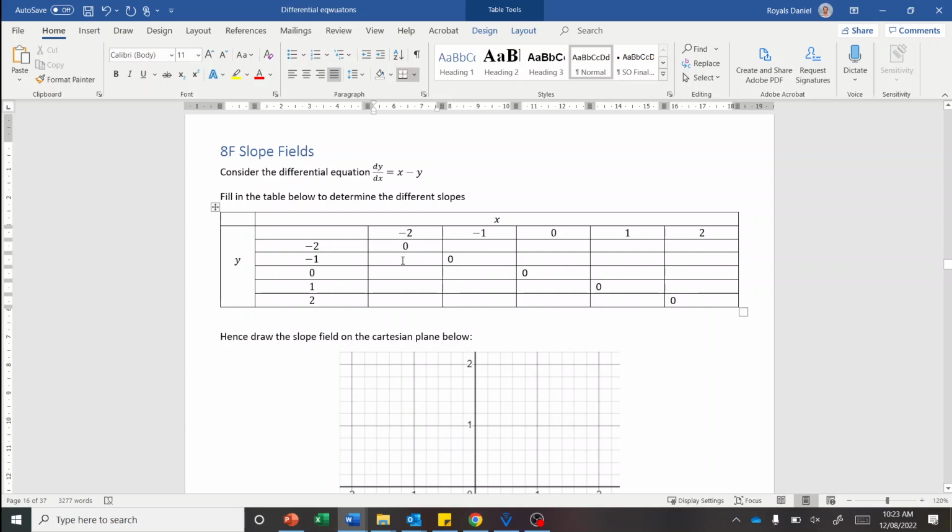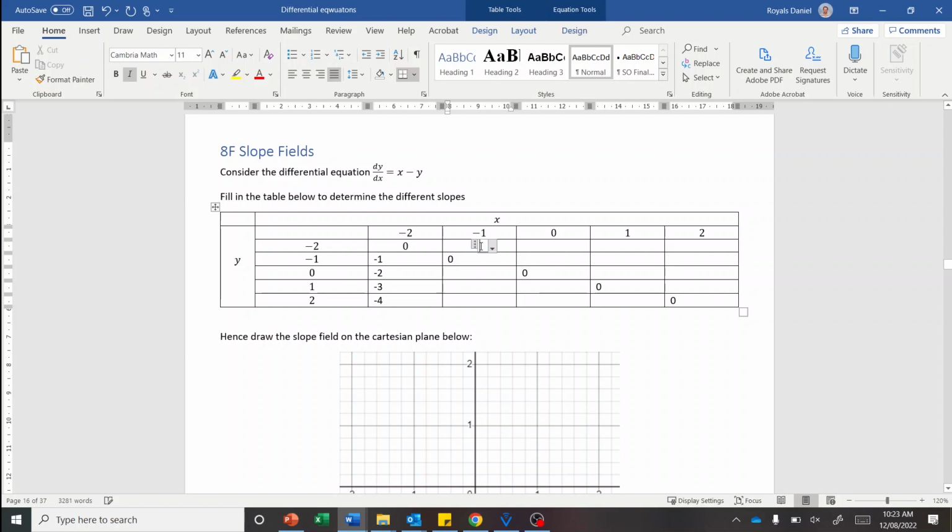All right, now we'll just go down the columns. Okay, I've got minus 2 take away minus 1. So that becomes minus 2 plus 1. That becomes minus 1. All right. In the next one, we're going to have minus 2 take away 0. We're going to have minus 2 take away 1. And minus 2 take away 2. So just filling that in accordingly.